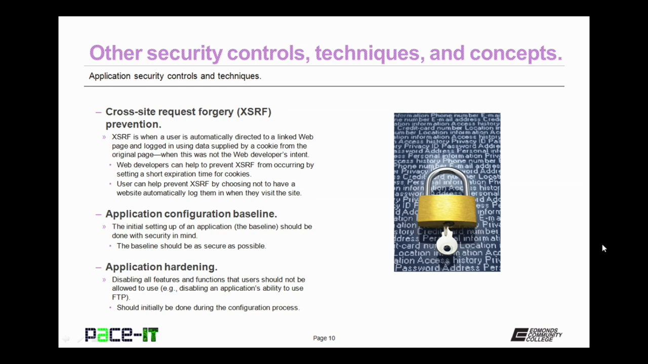Application configuration baseline is the initial setting up of an application, that's the baseline, and it should be done with security in mind. The baseline should be as secure as possible. Another important technique to master is application hardening. This is the disabling of all features and functions that users should not be allowed to access when they are using the application, as in disabling an application's ability to use file transfer protocol. This should initially be done during the configuration or baselining process.